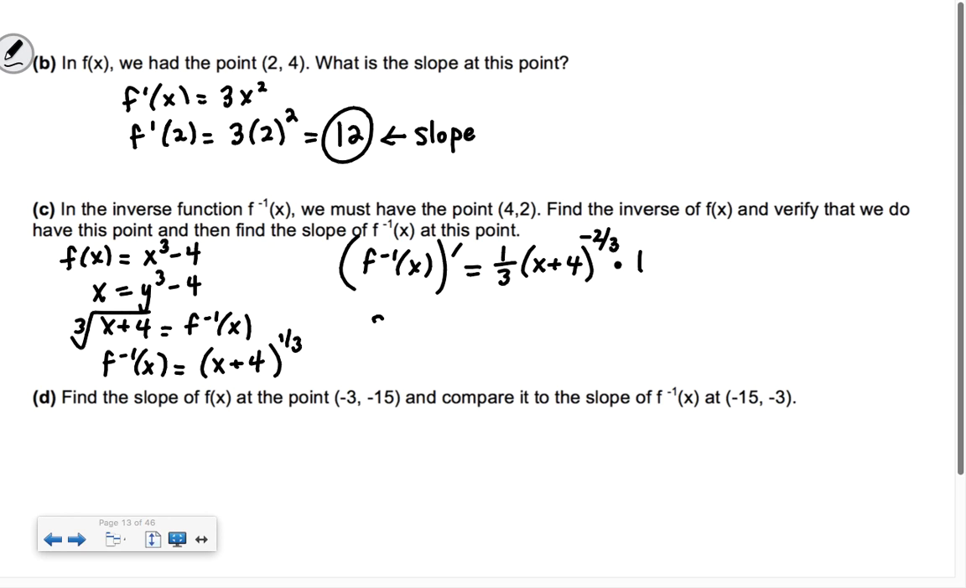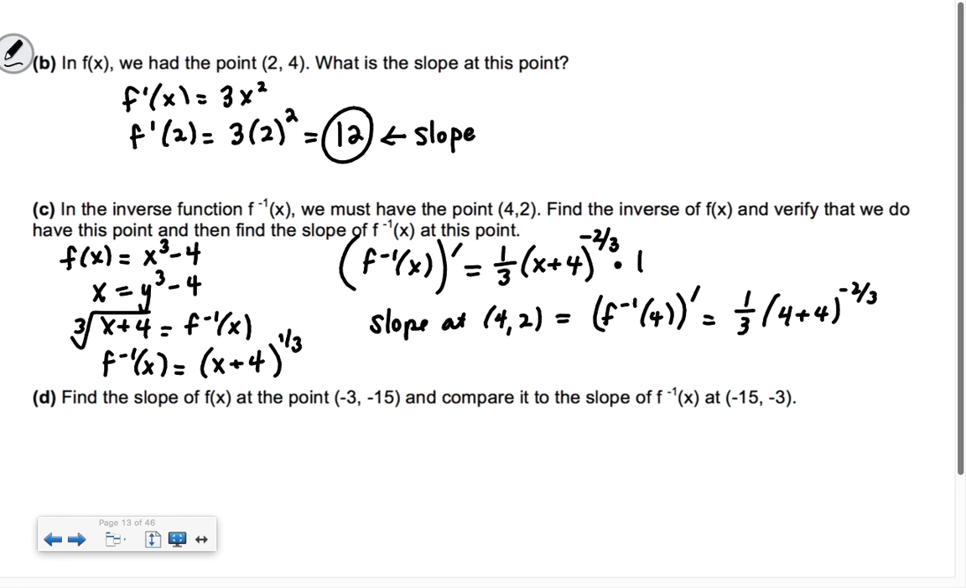So if we're finding the slope at 4, 2, the way we would write the notation is f inverse of 4 prime equals, and then you'd plug in 4. So we have 8 to the negative 2/3. What is 8 to the negative 2/3? It's going to be 1 over 8 under a cube root, squared. What do we get there? 1/4. So I have 1/3 times that answer, 1/4. So my answer is 1/12.